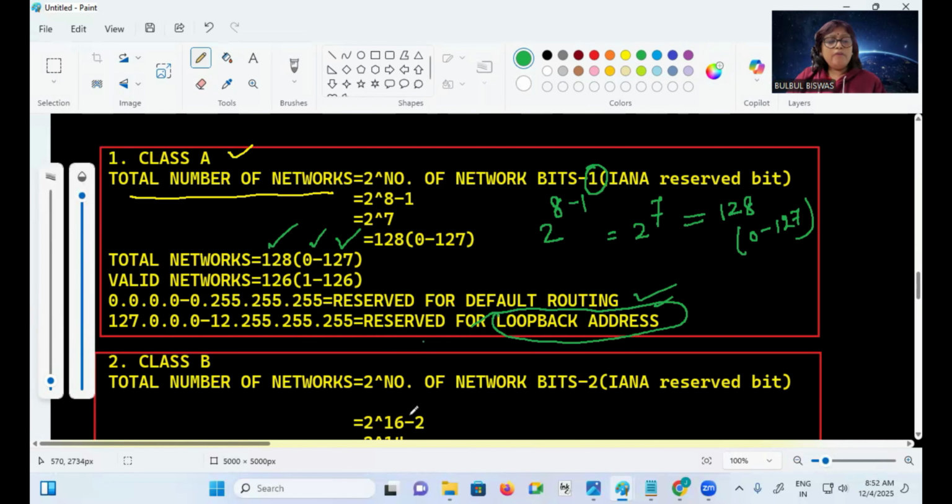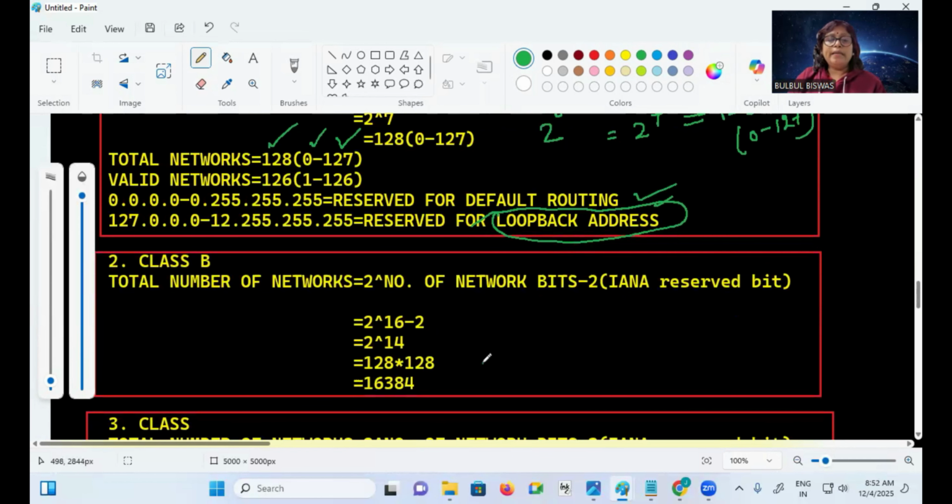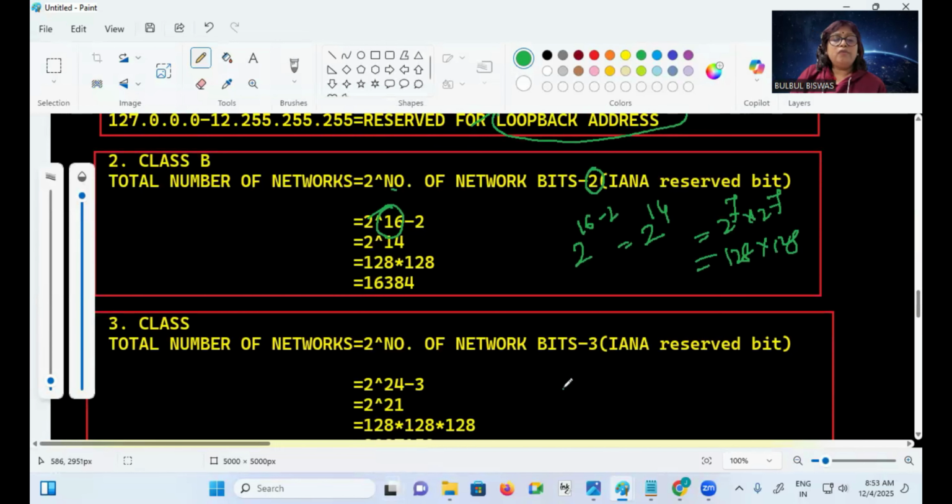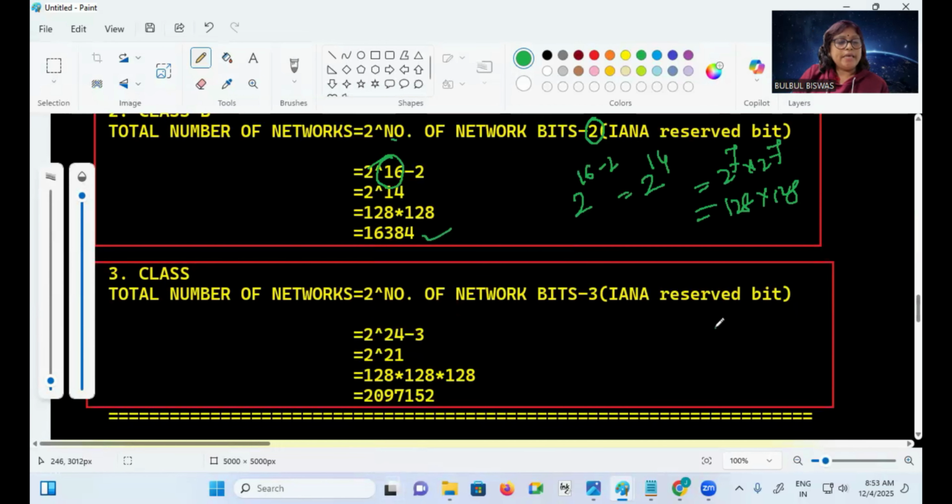Okay. Now if I go to class B, the total number of networks is nothing but 2 to the power of the number of network bits. So you people know the network bit is 16 in class B. But again, IANA has reserved 2 bits in class B. So that means 2 to the power 16 minus 2 is equal to 2 to the power 14, meaning 2 to the power 7 into 2 to the power 7, meaning 128 into 128. So 16,384 networks are available in the world from class B. Clear?